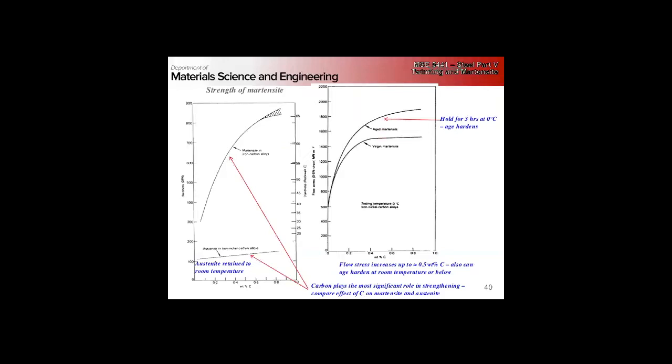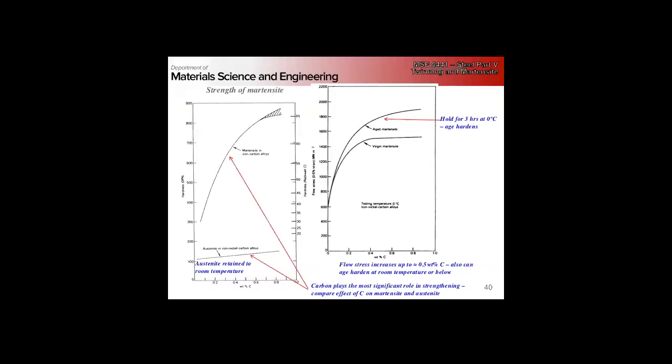Right, and here we see the hardness and the carbon, basically just the hardening curves, the strength of the martensite with respect to the austenite phase. Here's our strength of our austenite. Here's our strength of our martensite. And carbon is by far, in plain steels, the most significant role in strengthening.